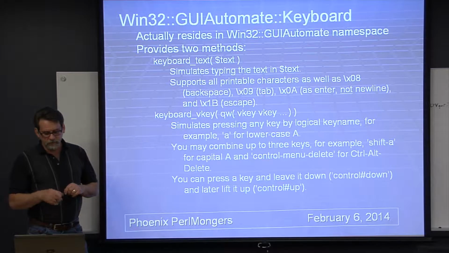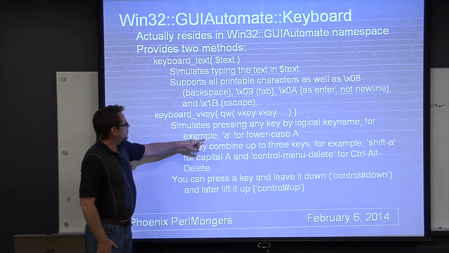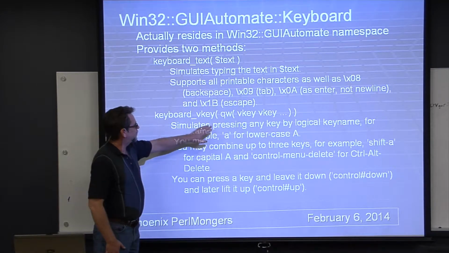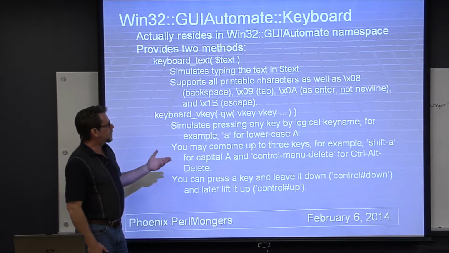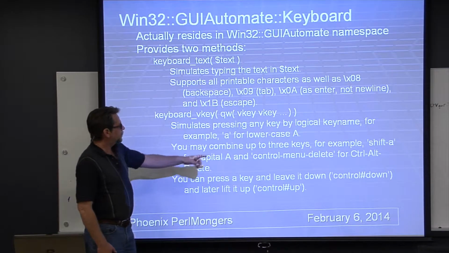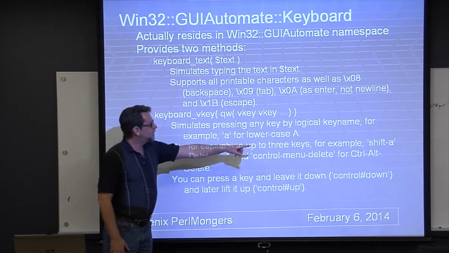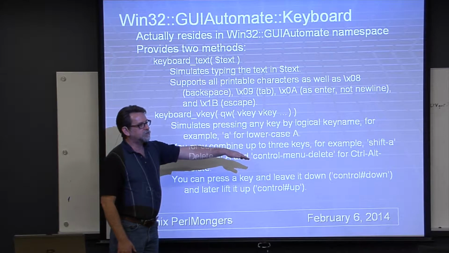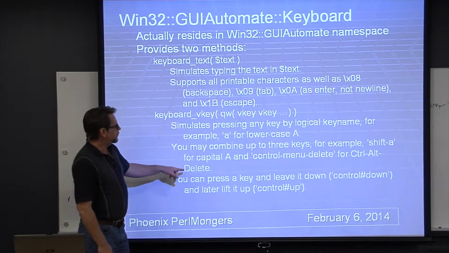And then there's keyboard virtual key, which lets you press any key at all, and can even let you press combinations. So for instance, for V key you enter in just A and it presses the A key, or you can press two combinations, so Shift A. Then it presses the Shift key, holds it down, presses the A key, lifts it up, then lifts the Shift key up. Control Alt Delete.